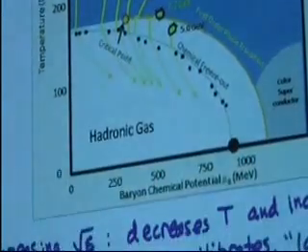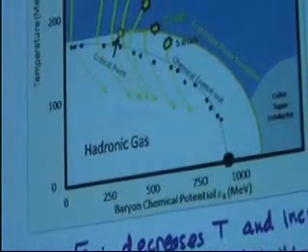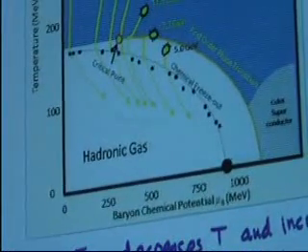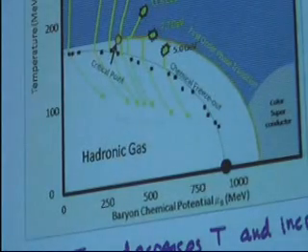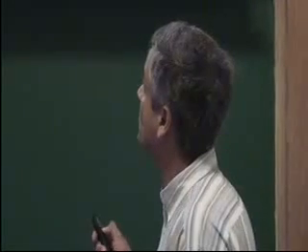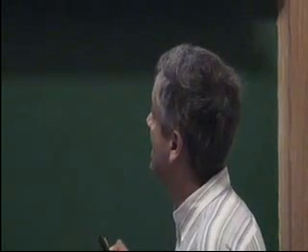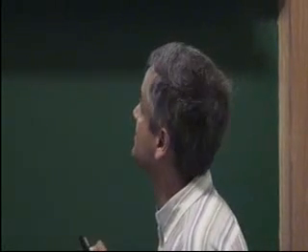And so what you'll then be able to do is scan in root S, which means scanning in mu. Was that too much? I think that'll work for all slides except this one. So you scan in root S. That means you're scanning left to right. You're moving the freeze-out point left to right on this phase diagram, and you'd like to see evidence for this critical point.